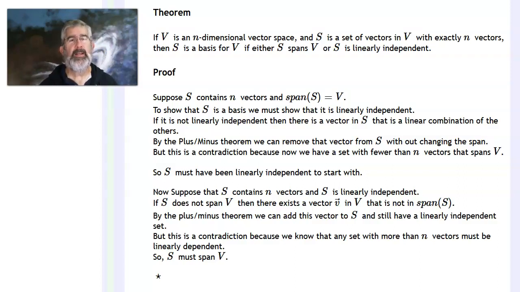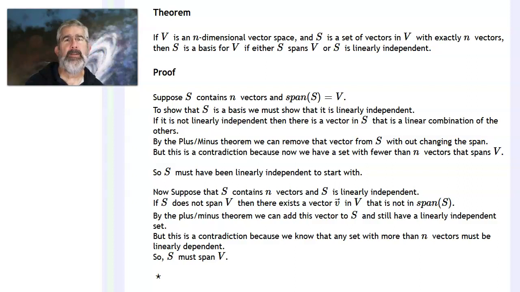But this is saying, if I already have some information, that if I know I'm in an n-dimensional vector space and I've got a set of n vectors, right? If I'm in R4 and I've got a set of four vectors, I don't need to show both spanning and independence. I can just show one of them and the other one is guaranteed.